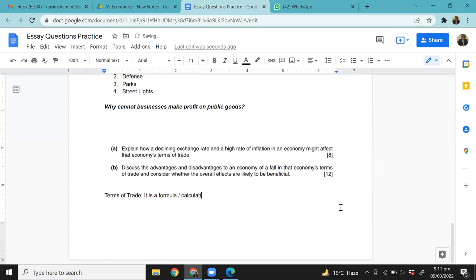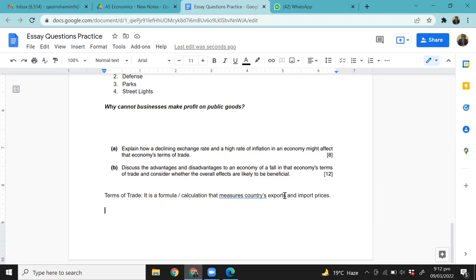So you can say it is a formula or calculation that measures countries' export and import prices, right? Now think about this. The idea is that when countries engage in international trade, they're always concerned about their export and import prices. Why? Let's talk about this first, right?